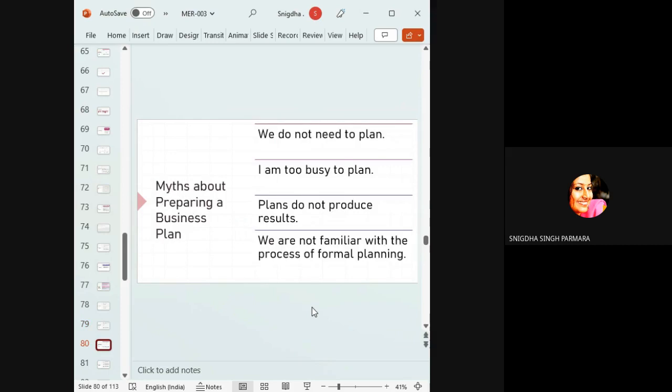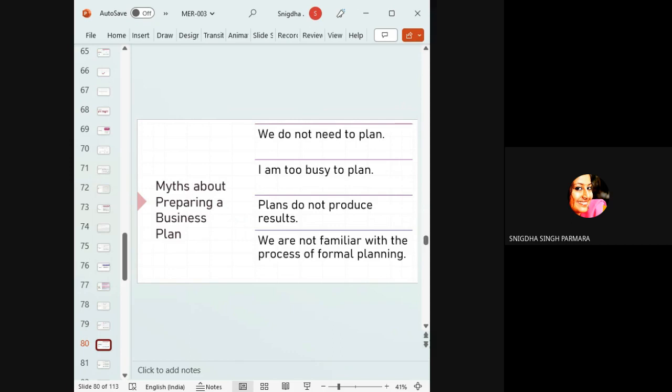Myths about preparing a business plan. First, we do not need to plan. No, it is wrong. We always need to plan. It doesn't happen like that. You cannot just start from nowhere. You have to plan. Business plans are always to be made. Business plans are like the first thing today. They're very integral to a business unit now.